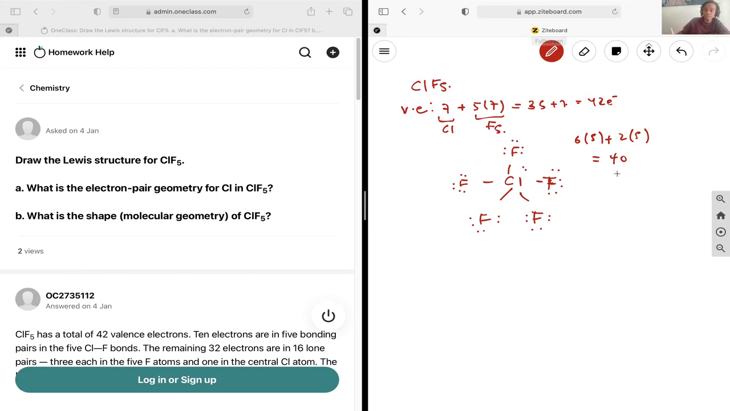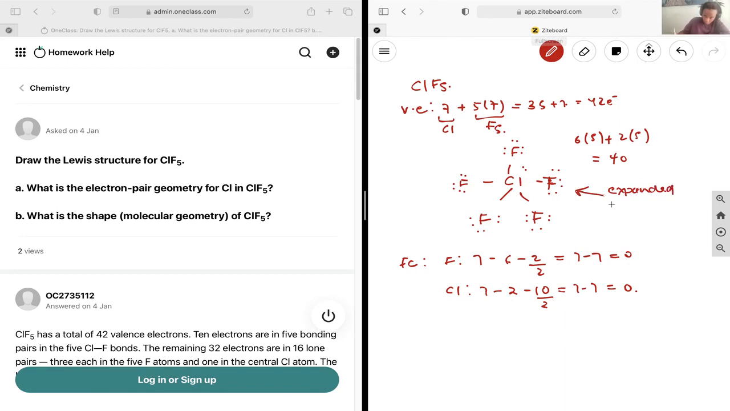Okay, and so now we want to double check on our formal charges on each of them, just to ensure everything is making sense. So on the fluorine, we are going to have 7 minus 6 minus 2 over 2, and that is going to give us 7 minus 7, which is 0. On the chlorine, we are going to have 7 minus 2 minus 10 over 2. Which is 7 minus 7, so again 0. So the formal charges make sense, valence electrons are all accounted for, and this structure is possible because chlorine is allowed an expanded octet. So this is going to be our final Lewis structure.